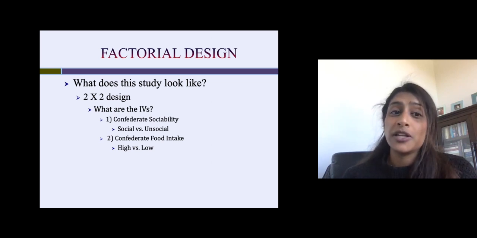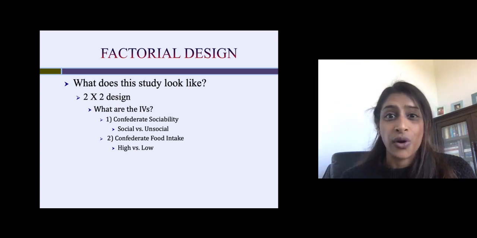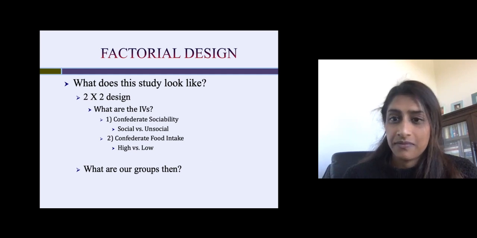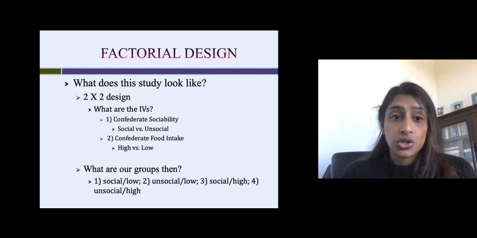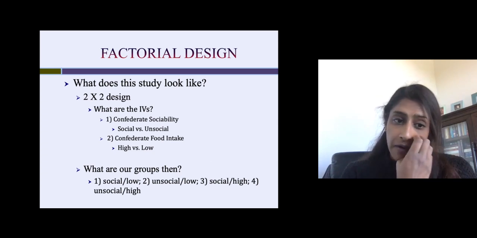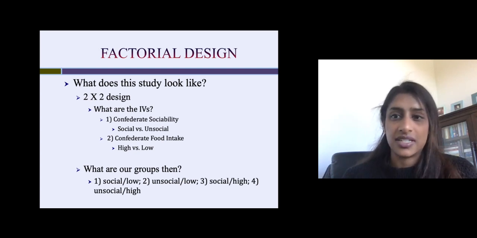So when we have a 2x2 design, remember this, a 2x2 design will always have 4 groups. So what are our groups going to be then? We have a social confederate modeling low food intake, an unsocial confederate modeling low food intake, a social confederate engaging in high food intake, and then our unsocial confederate who will be modeling high food intake.